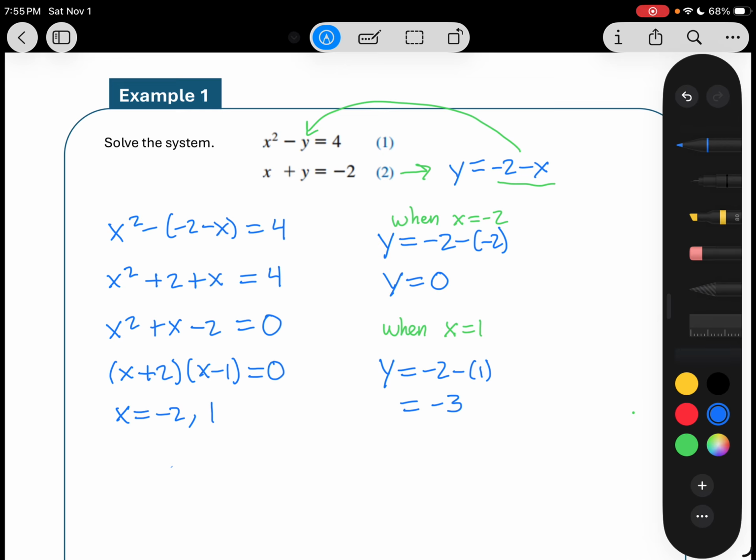So now we have an x and a y and another x with its associated y. So we can write this as two ordered pairs. We'll write that as (-2, 0) and (1, -3). And that is our solution set. So we've got two answers to this system of equations. Okay, so go ahead and pause the video and see if you can do practice A.